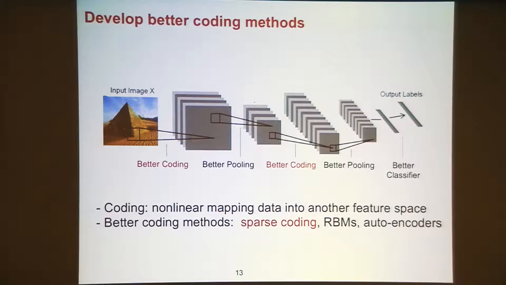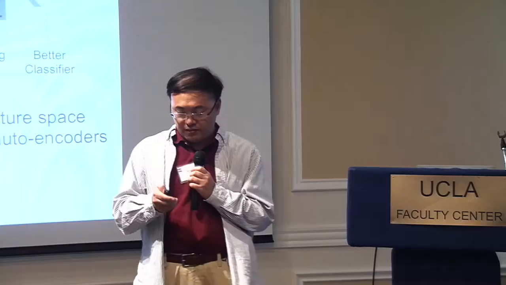I think essentially coding here is a nonlinear mapping of the local features into another feature space. And sparse coding is one such example, better than vector quantization coding. There are other better coding methods, which are not covered in my talk, but from other speakers at this summer school you can learn a lot, like RBMs and autoencoders. There are also other alternative models to obtain better coding methods. And later on I will discuss their relationships.